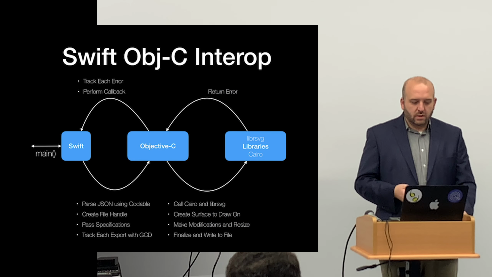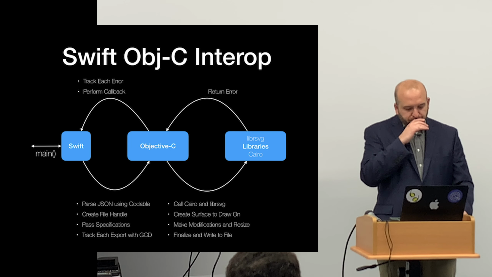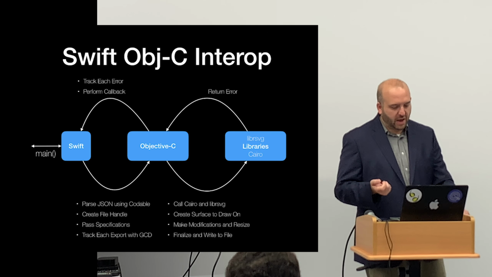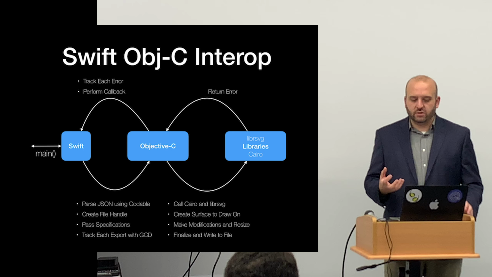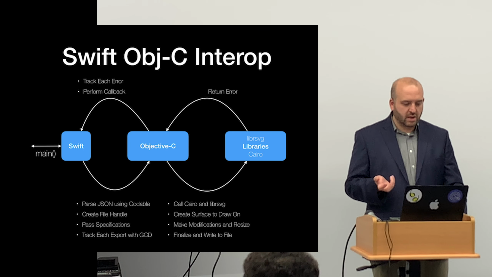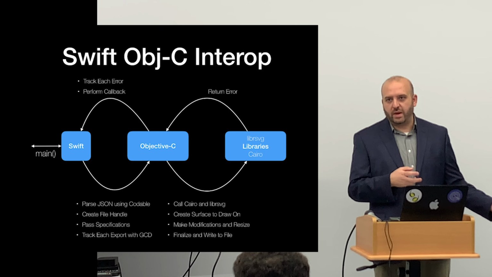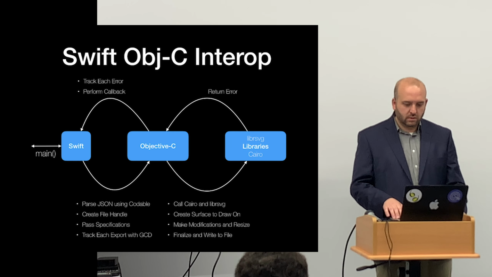Kind of here's the basic idea. You have your main, and then Swift goes ahead, it parses the JSON file we talked about with the set and the destination path and the sizes. It creates the final handle, it passes the specifications we're looking for, and then it tracks each export using Grand Central Dispatch. And then the Objective-C is the one that actually calls into Cairo and librsvg. It creates a surface to draw on, it makes the modifications, the resizing, it finalizes and writes the file. And then it will return an error, and then we take that error and we make it friendly for Swift to do whatever it needs to do, whatever feedback it needs to give to the user.